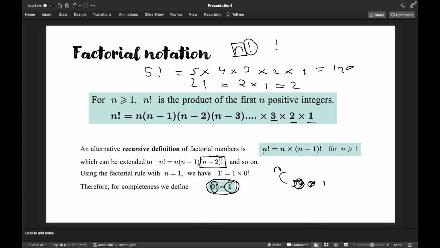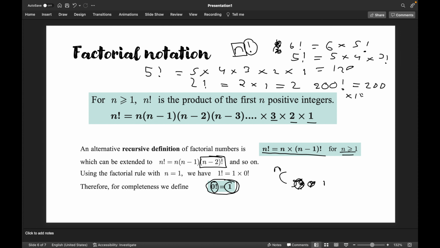And now let's look at this point. It says n factorial equals n into n minus 1 factorial. So what we can write 6 factorial as is 6 into 5 factorial. It's essentially the same thing. And 5 factorial can be written as 5 into 4 into 3 factorial. Or we can write 200 factorial as 200 into 199 into 198 into 197 factorial. This is how it works.